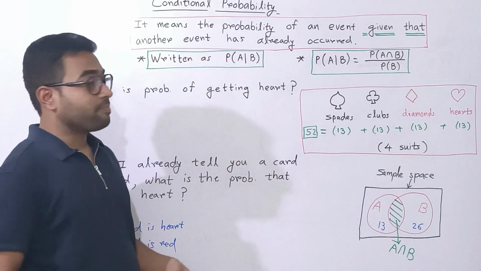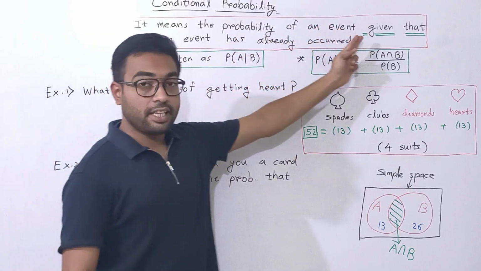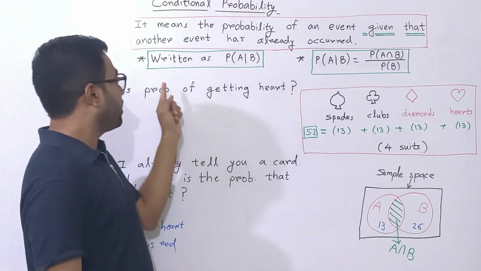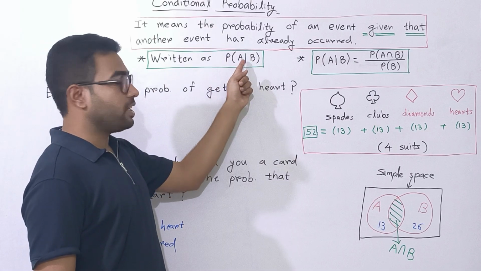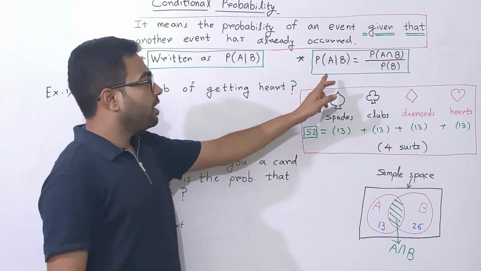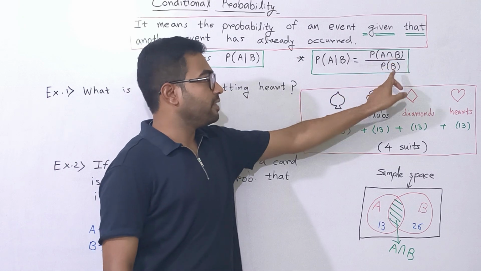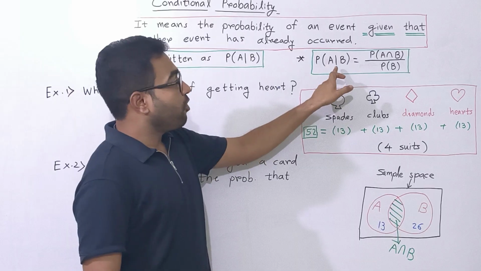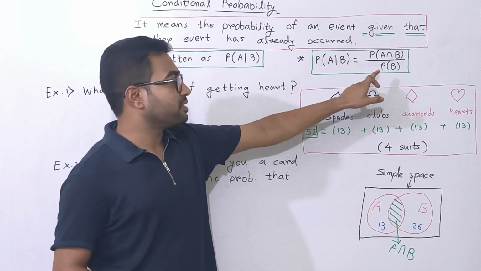What is conditional probability? It means the probability of an event given that another event has already occurred, and it is written as P of A given B. See, this vertical line is read as "given." The formula for that is P of A given B is equal to P of A intersection B divided by P of B. You can observe here that when we condition on something, the sample space changes.